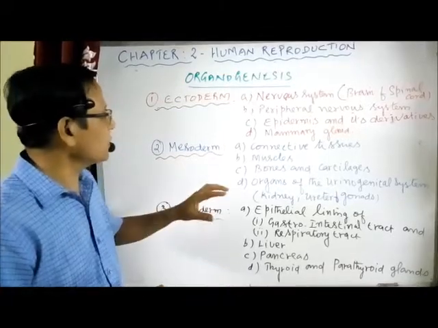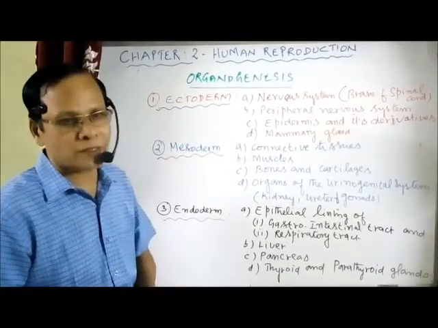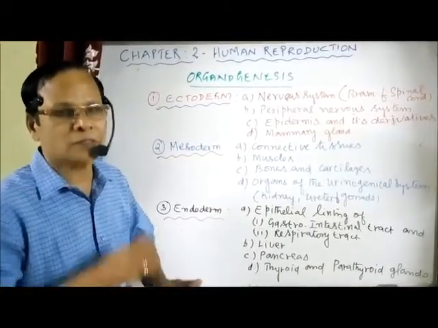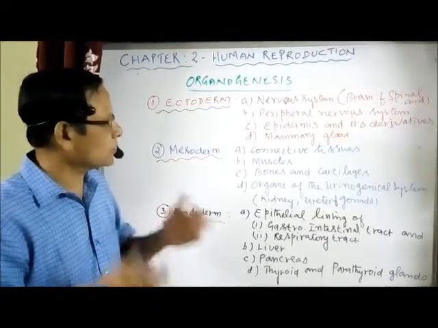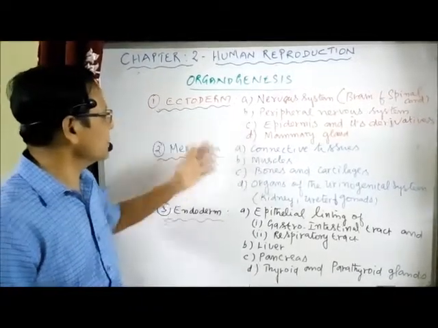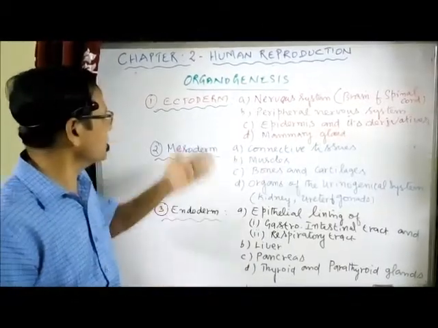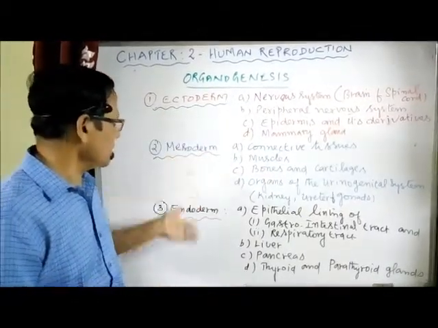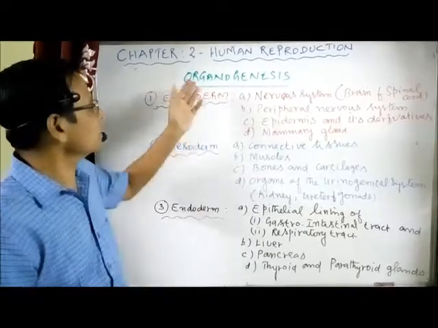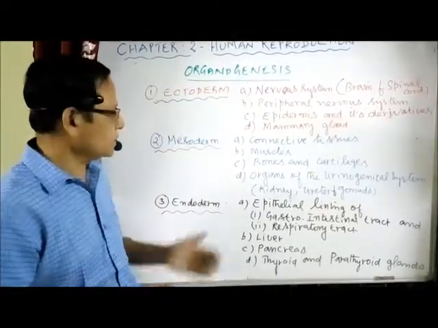So these are the different types of organ formation from the three germinal layers. I listed only the organs. These are all the derivatives of ecto, endo and mesoderms. That process is called organogenesis. With this I conclude.